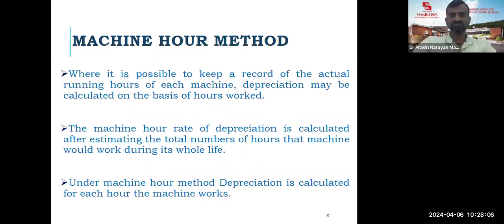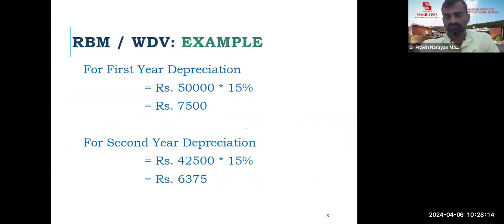Now we will understand the machine hour method. Before understanding the machine hour method, let's quickly recap the concept of the straight line method and the written down method. In the straight line method, an equal amount is charged as depreciation over the lifespan of that particular asset. In the written down value or reducing balance method, a certain percentage is calculated as depreciation on the value of that asset. In the initial year, it is the acquisition cost, and after that the percentage is charged on the reducing balance or written down value of that asset.